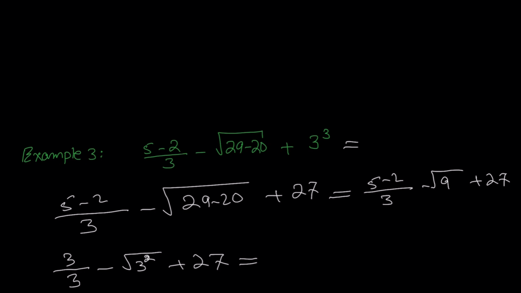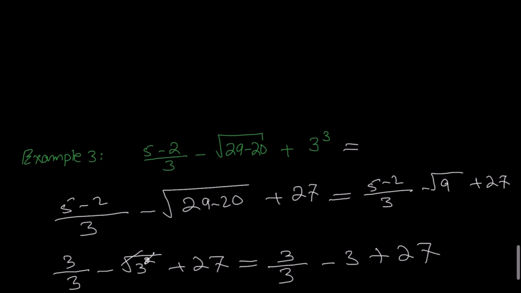So 3 divided by 3, we can just simplify this root. This will cancel out because the square root and the power of 2 cancel each other. Now 3 divided by 3 minus 3 plus 27.